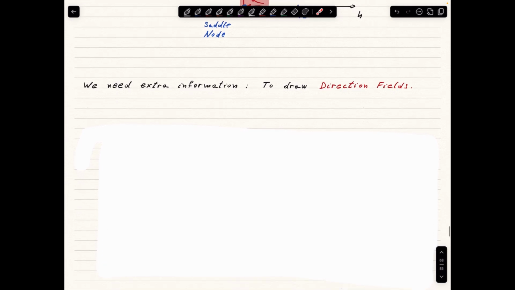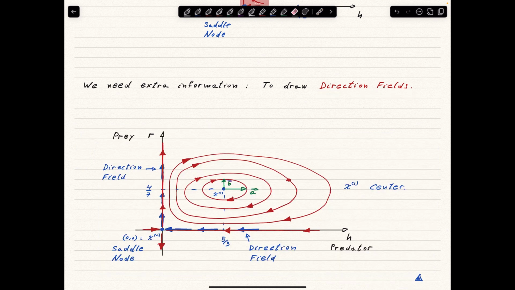So with that extra information coming from the direction field, we conclude this: the phase portrait of the solution of the nonlinear system near the critical point is also a center. So there is a center here, there is a saddle node, and how do we graph the solutions in between? Well, this is a guess.